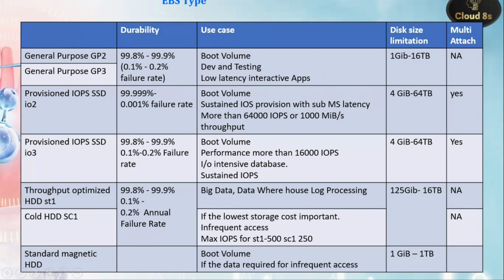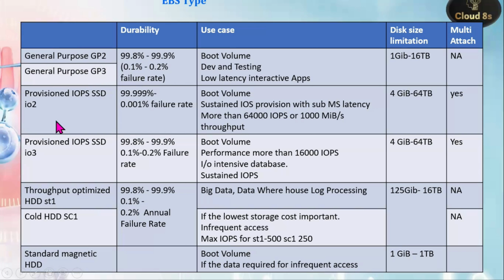One more concept: multi-attach is not supported for GP2 and GP3. So when we create an EBS volume with GP2, a single EBS volume can be attached only to a dedicated EC2. We can't share that EBS volume with another EC2.